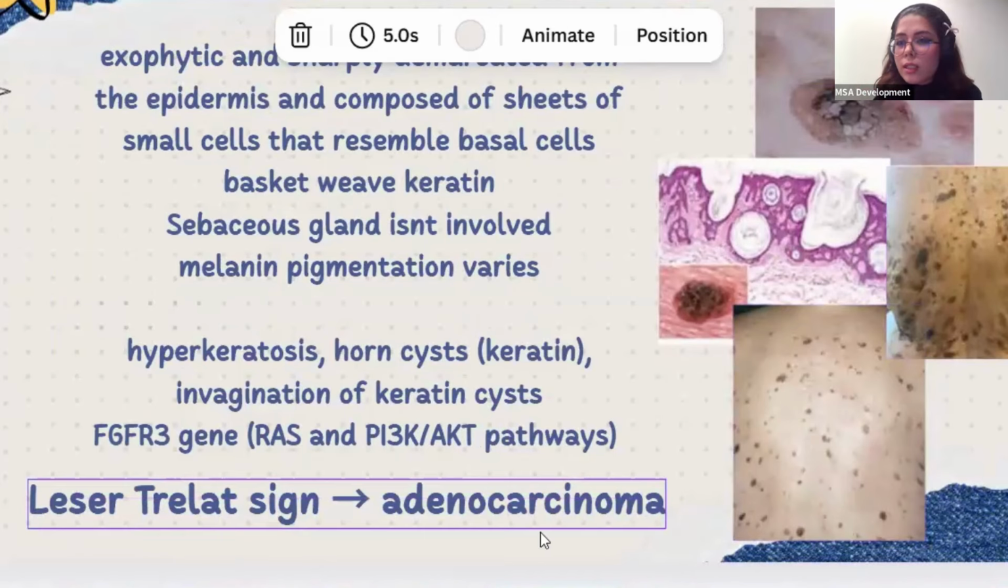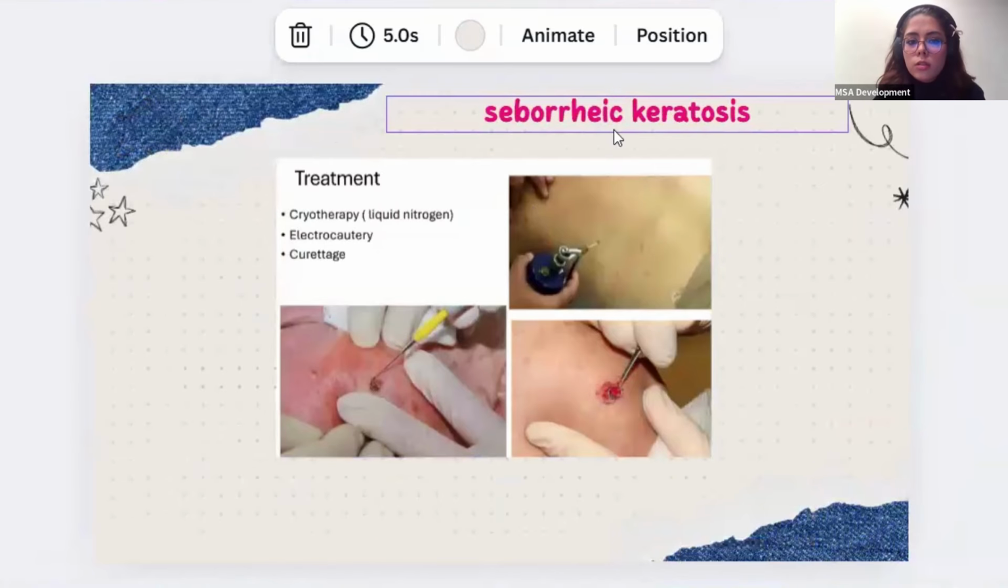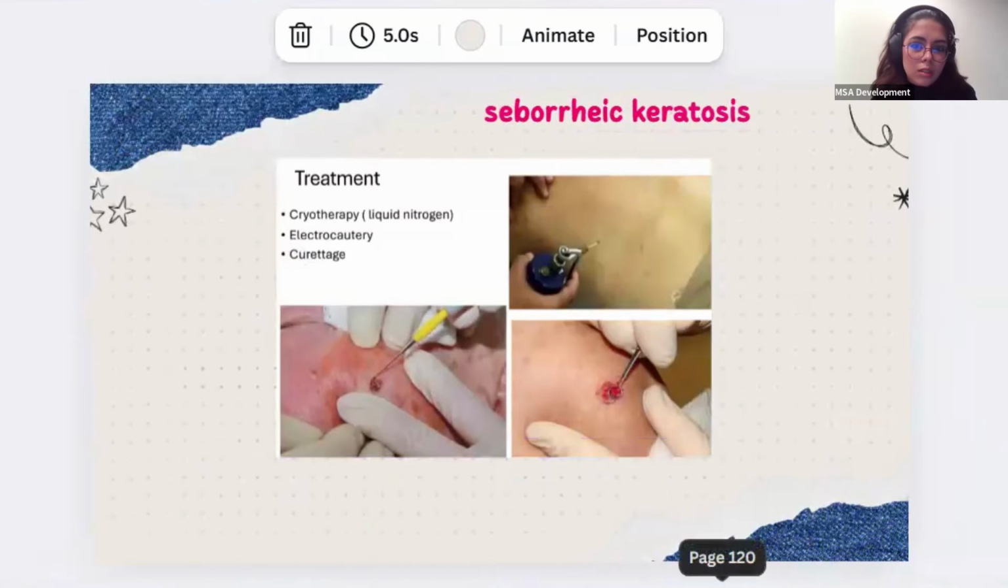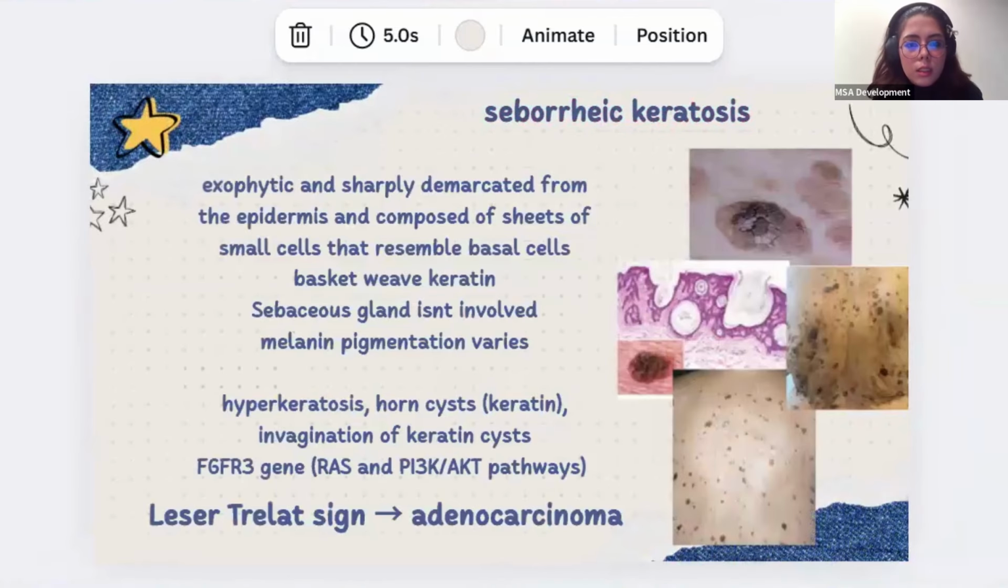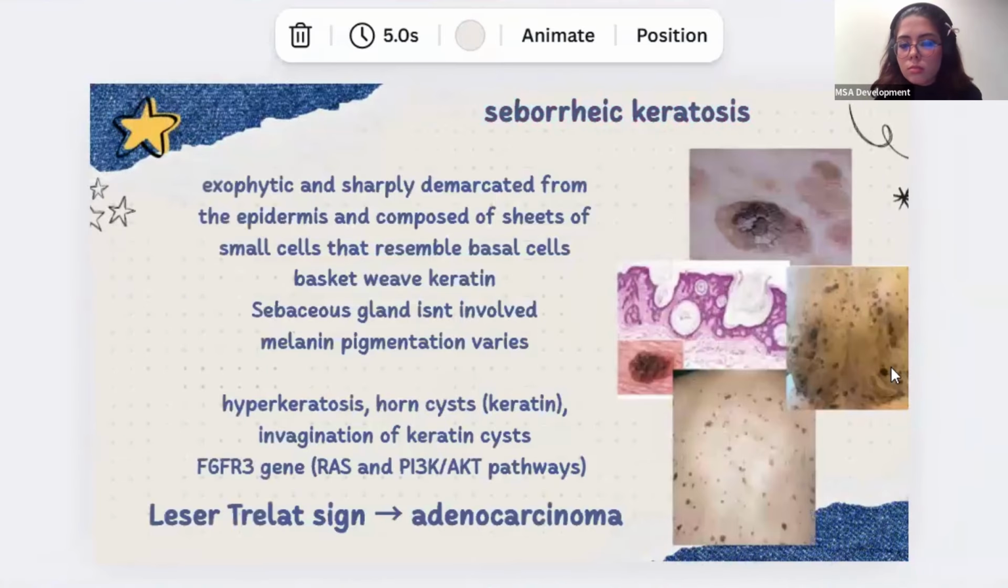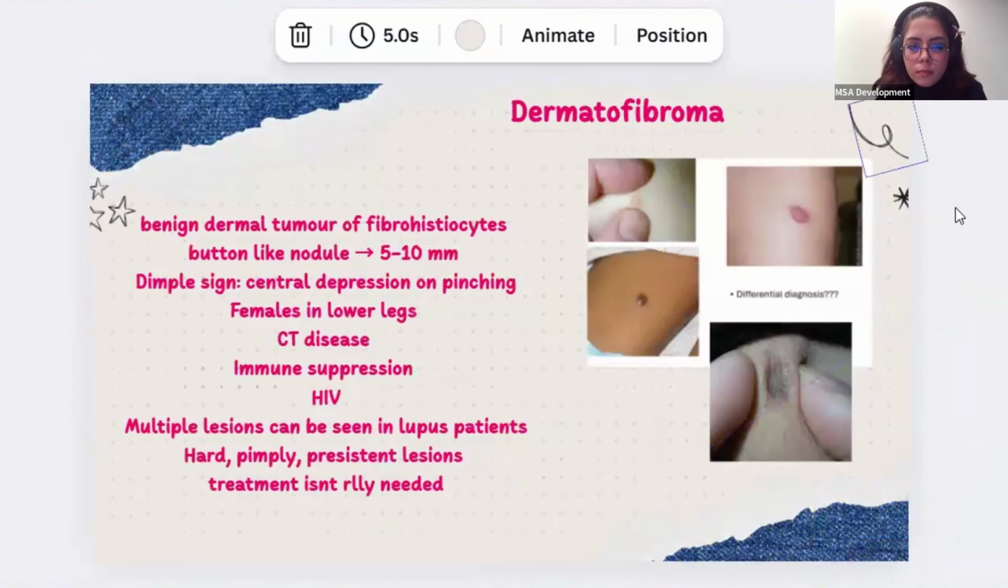Okay, now this is important clinically, so I don't think for the exam. Leser-Trélat sign is when you have a lot of these lesions, specifically on the back. All of a sudden you have them, and it's an indicator of an adenocarcinoma in the GI system. Seborrheic keratosis, to treat it, you do cryotherapy, electrocautery, curettage. Is it important to know this? I don't think so. But again, we live in Al Faisal, so did I miss anything? No. Okay. This is what the histo slide looks like. Keep it in the back of your head. Highly doubt they're gonna ask you.